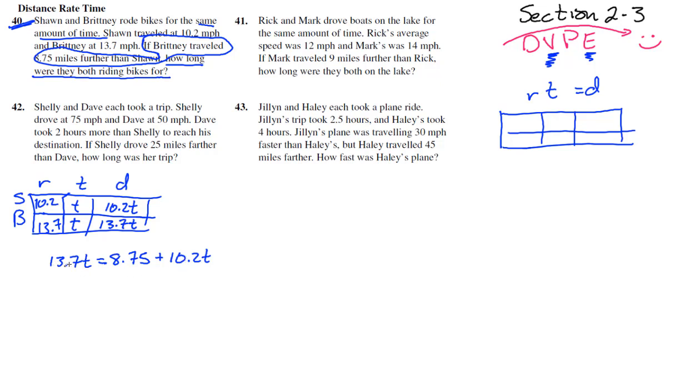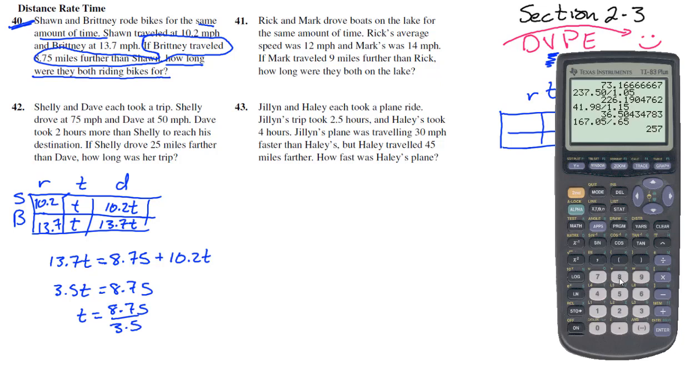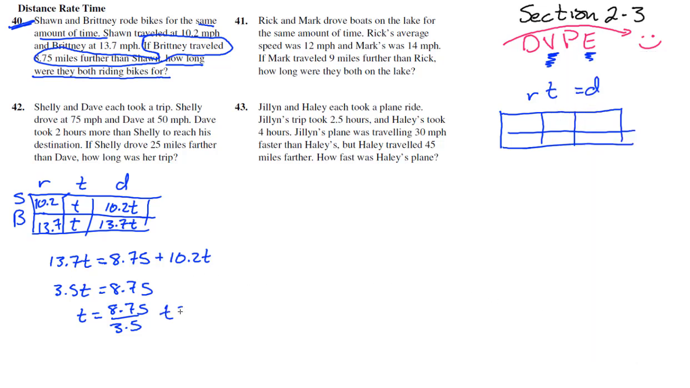Get the t's together, subtract 10.2t from both sides, and we get 3.5t equals 8.75. Then t would be 8.75 divided by 3.5, and let's pull out our calculator and see what that is. 8.75 divided by 3.5 gives us 2.5. The time they spent was 2.5 hours. Now you could stick that back into the whole table and see how far Sean and Brittany rode in distance, but we don't need to do that right now.